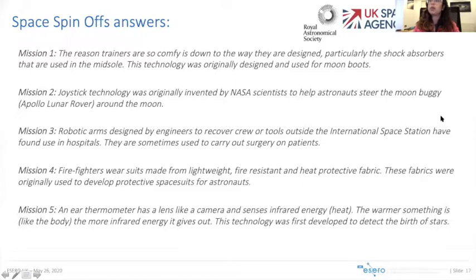Oh, sorry, I've just seen a question. In terms of costs, when we are running anything space related with the RAS or with ESERO, we can offer those for free. Normally, if we're coming into your school, we might ask for a couple of resources, maybe some paper, sellotape, that kind of thing. But otherwise it's completely free.